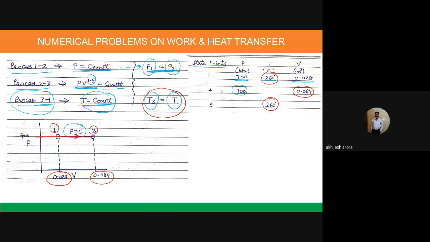So we have certain unknown values here, here, and here. These three values we have to calculate. This is the temperature T2, then this is the pressure P3, and here it is the volume V3. These are the three parameters that are still remaining that we have to calculate. This is what has been asked in the question.